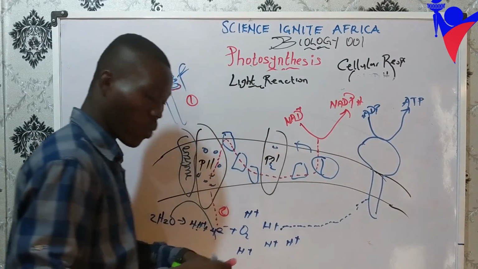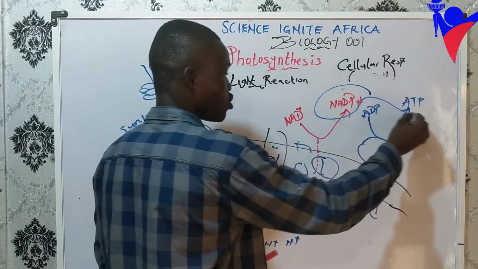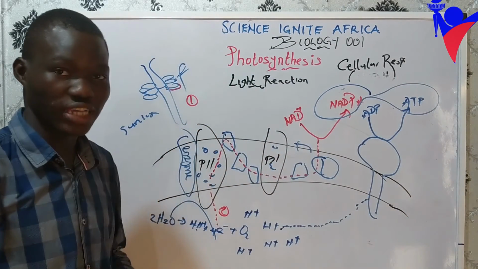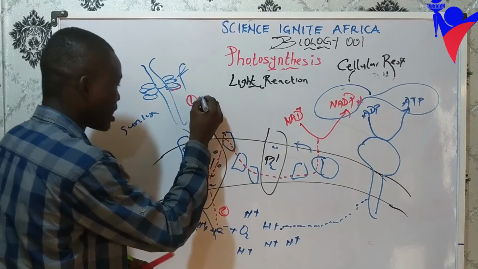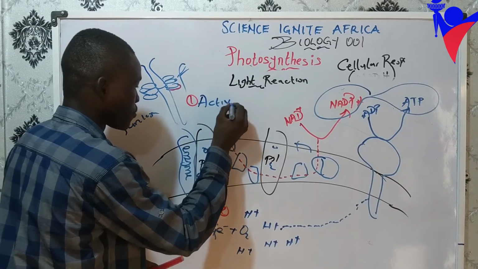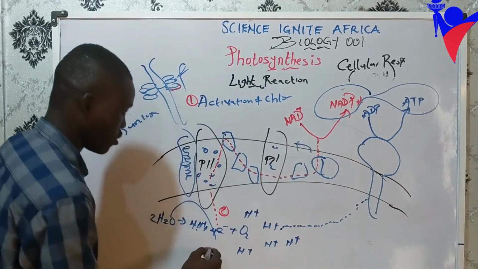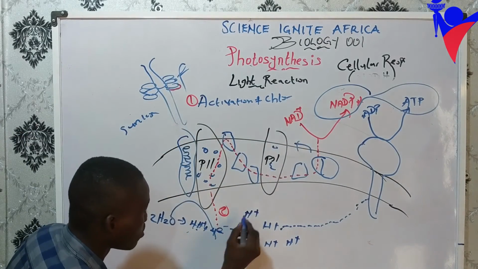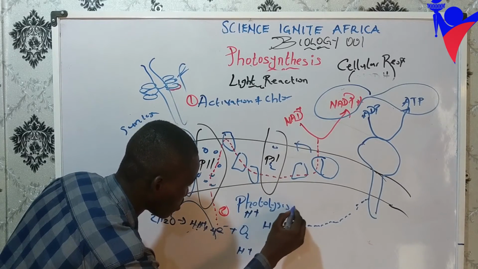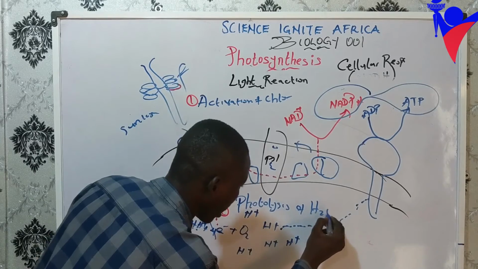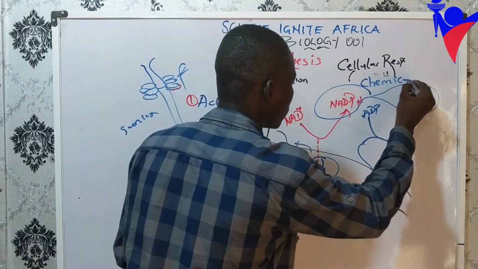To ATP. Wow. So in our light reaction, we have produced NADPH. We have also produced what? ATP. So you can see what is happening in our light reaction. So the first thing, let's say, is what? Activation of chlorophyll. We have what? Photolysis of water. And we have what? Chemical energy.